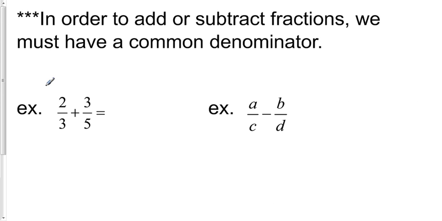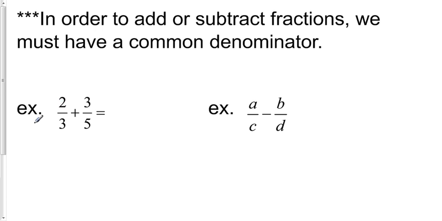So we already know this. If you are going to add or subtract a fraction, you have to have a common denominator. So I wanted to show you some elementary examples. So the first one is 2/3 plus 3/5. If you look at the two denominators, 3 and 5, the lowest common denominator, the lowest common multiple is 15.